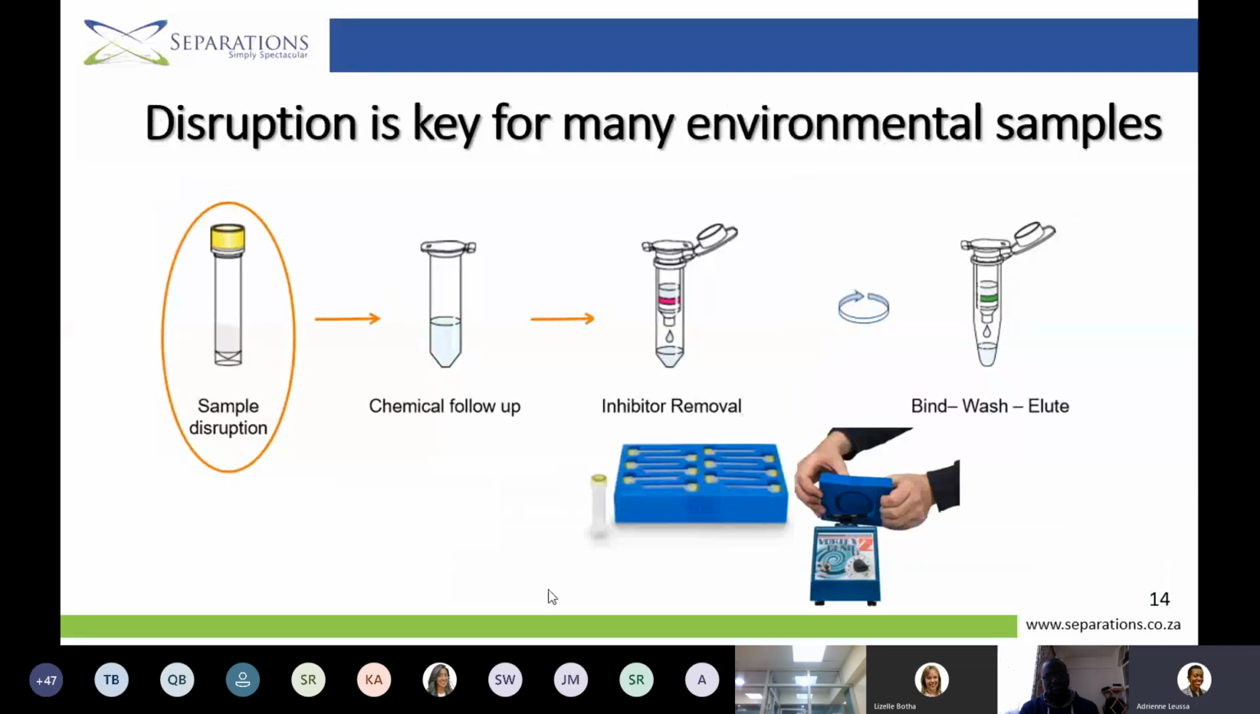So as a first strategy in sample disruption, you will see in the later slides that most of the kits will involve a bead tube. These are tubes that come preloaded with beads, specific beads for specific types of samples. We also have the compatible bead tube holders, and they are compatible with vortexes that you can then use for manual homogenization of your samples.